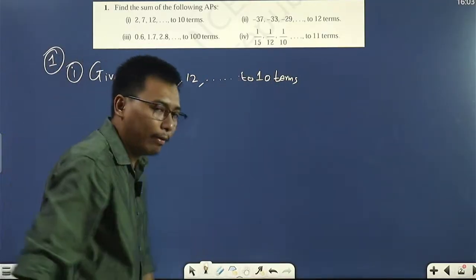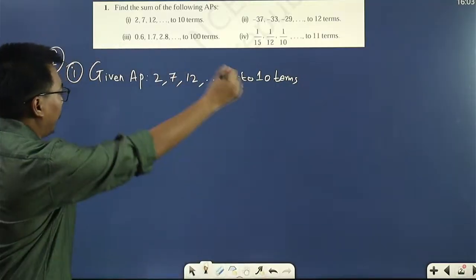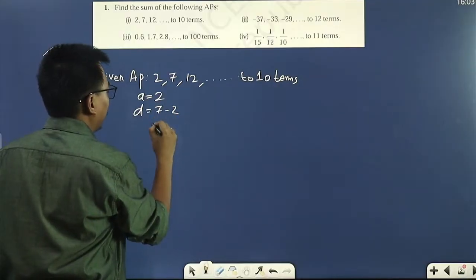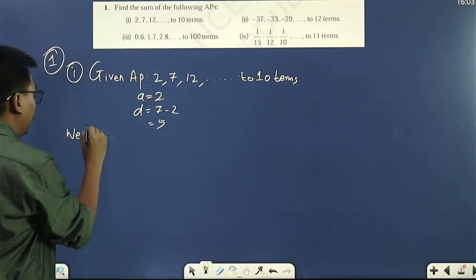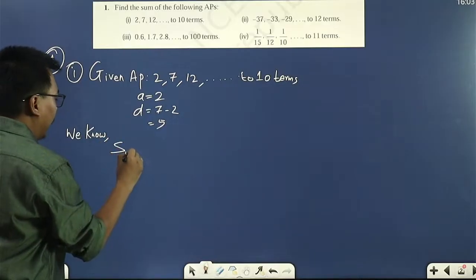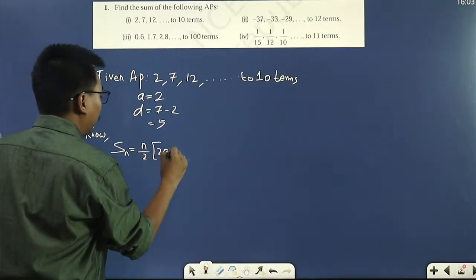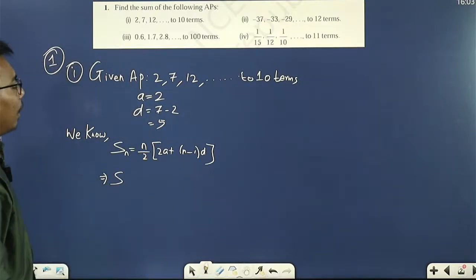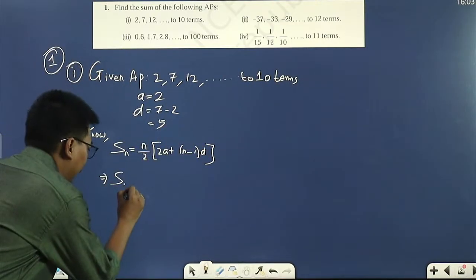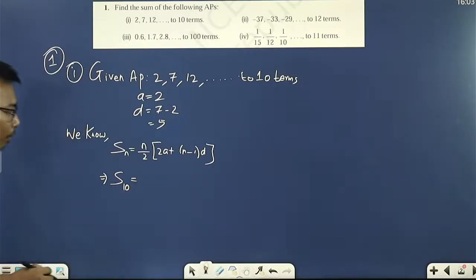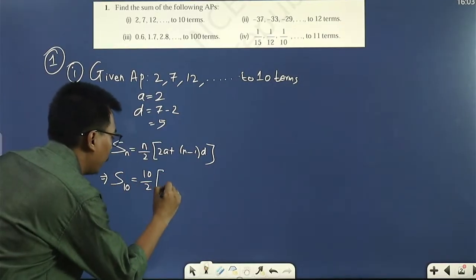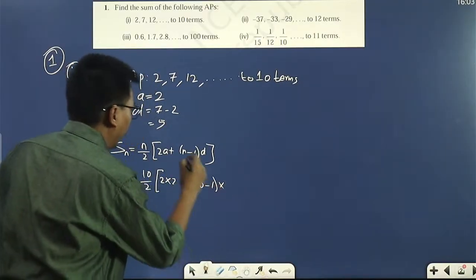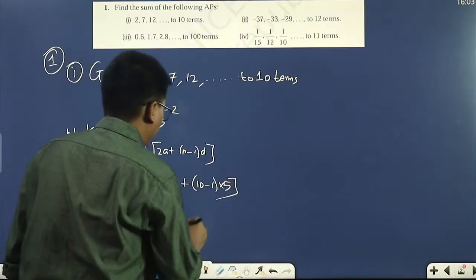Now the last term is not given, so we'll use the first formula. Let's find the first term: a is equal to 2, d will be 7 minus 2, which is equal to 5. We know Sn is equal to n by 2 times (2a plus (n minus 1)d). Up to 10 terms, so we have to find S10. In place of n, we put 10. So 10 by 2, 2 into 2 plus (10 minus 1) into 5.